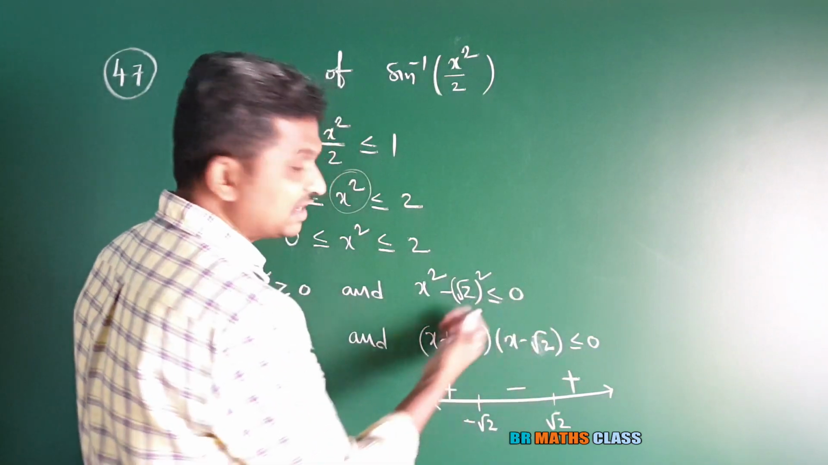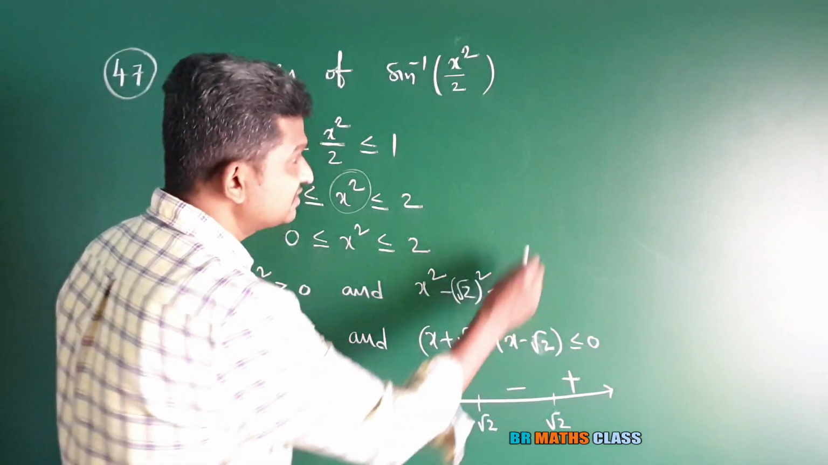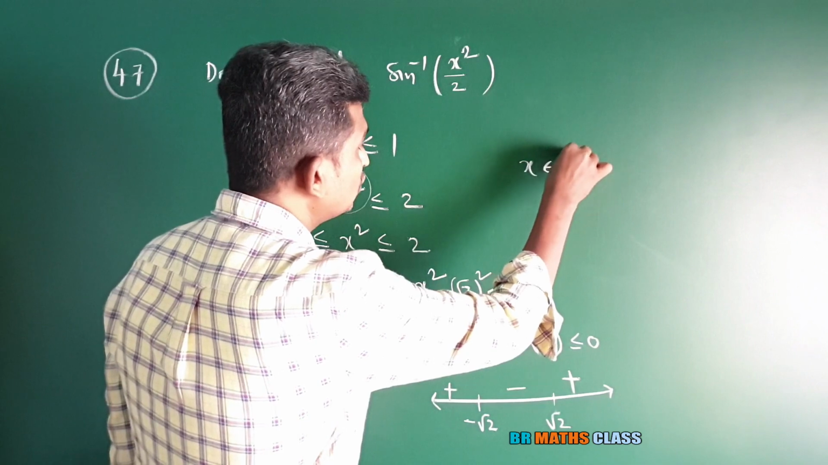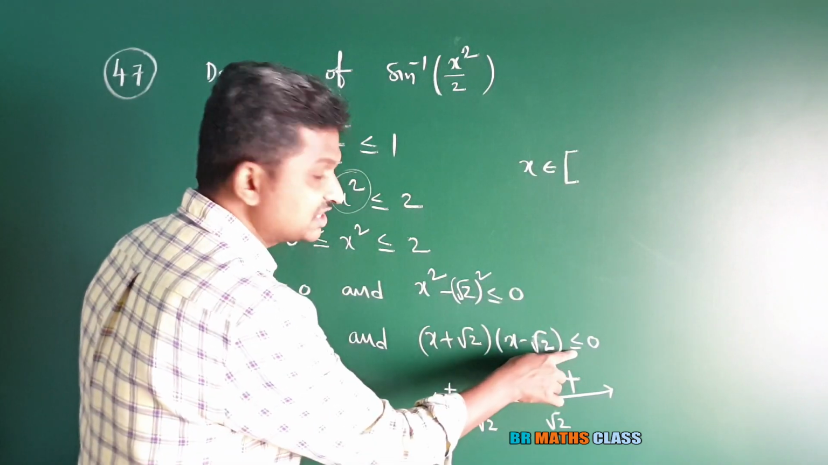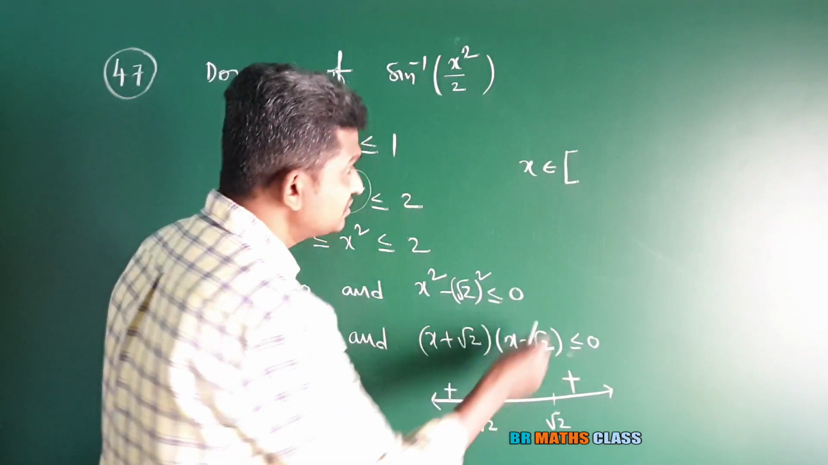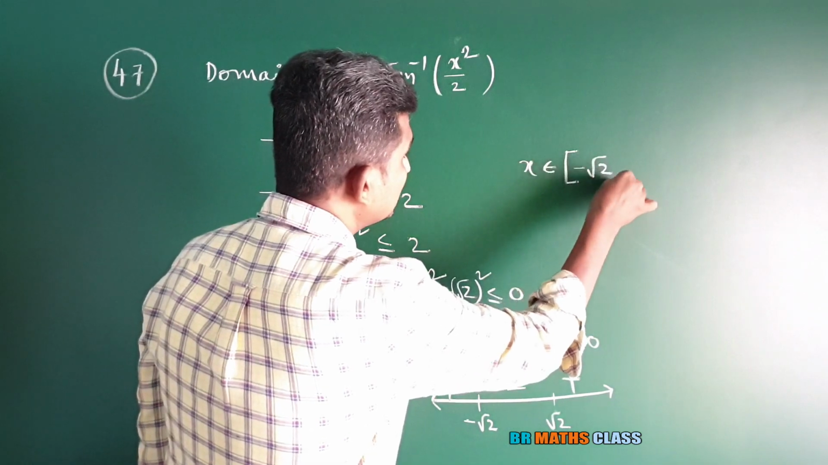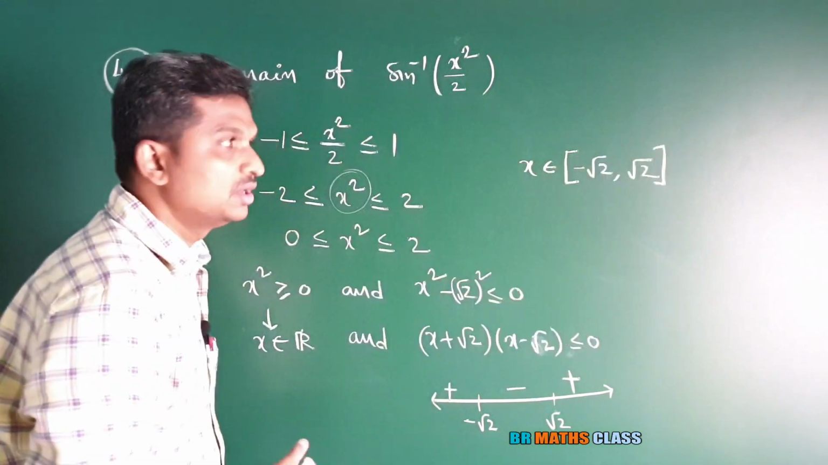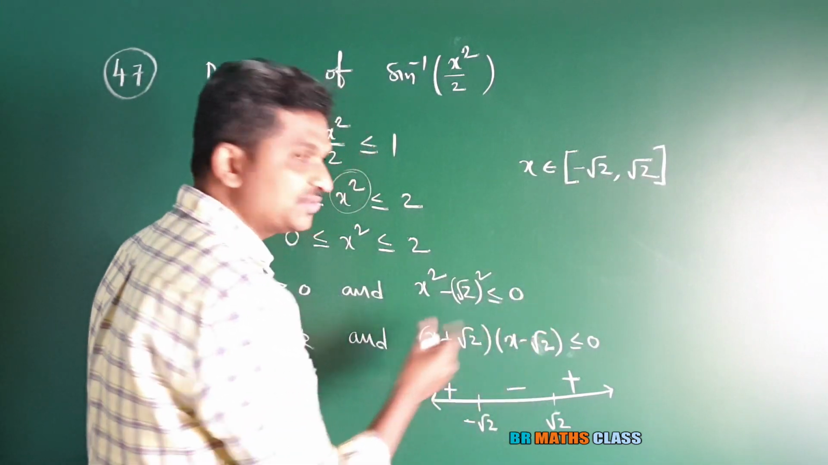What are the x values that satisfy this inequality? Negative sign is there here. x belongs to closed interval. Why closed interval? Because here equality is there. Closed interval minus root 2 comma root 2. So these are the x values which satisfy this inequality.